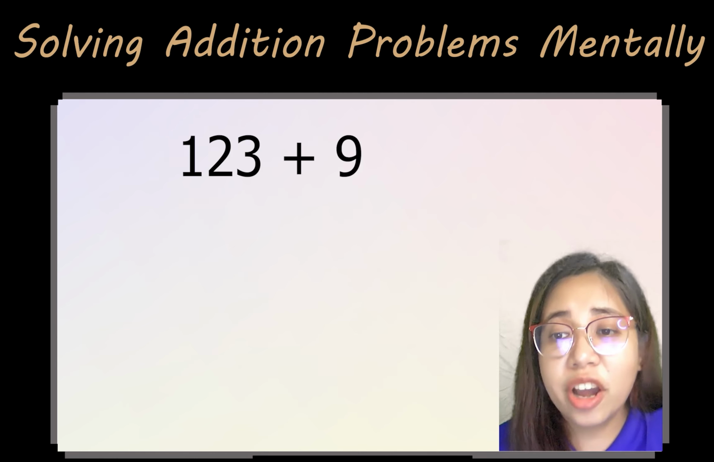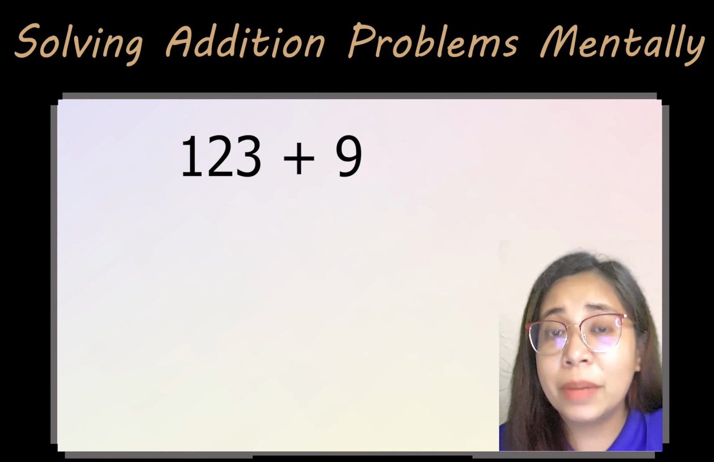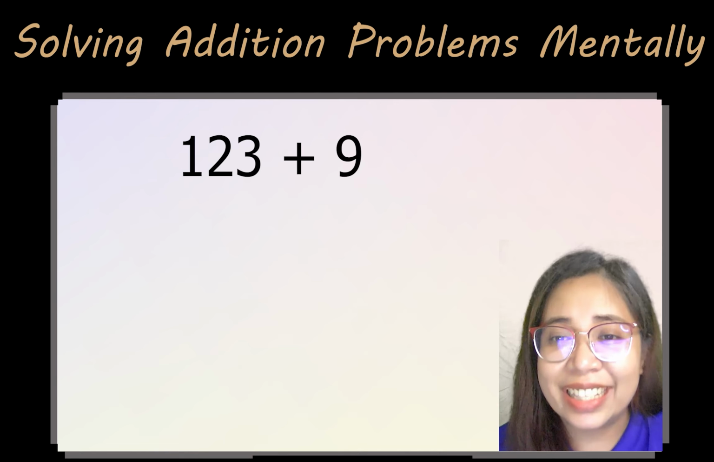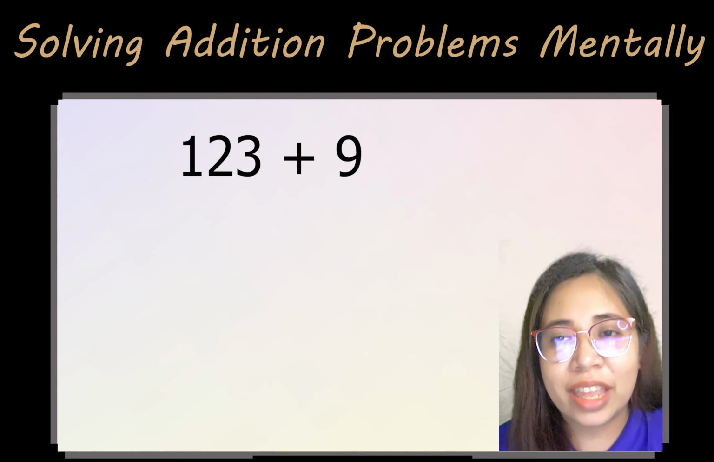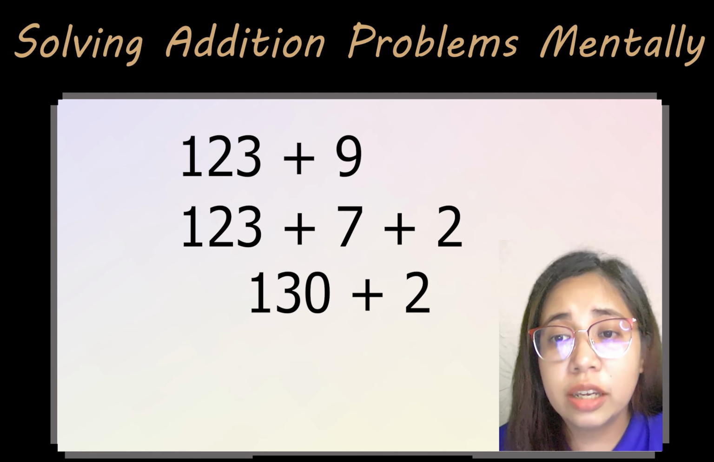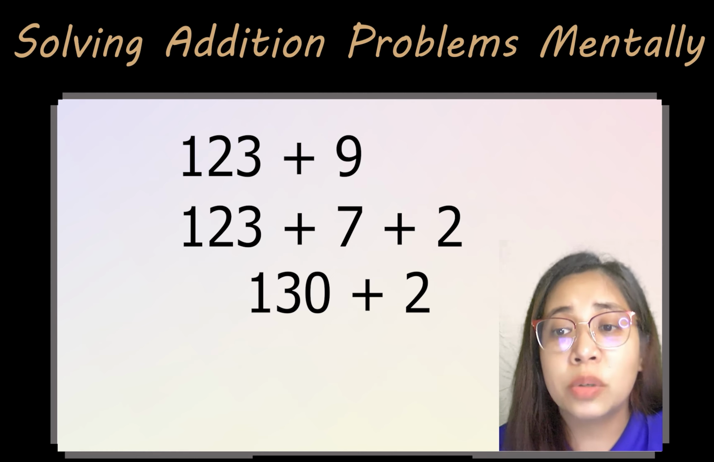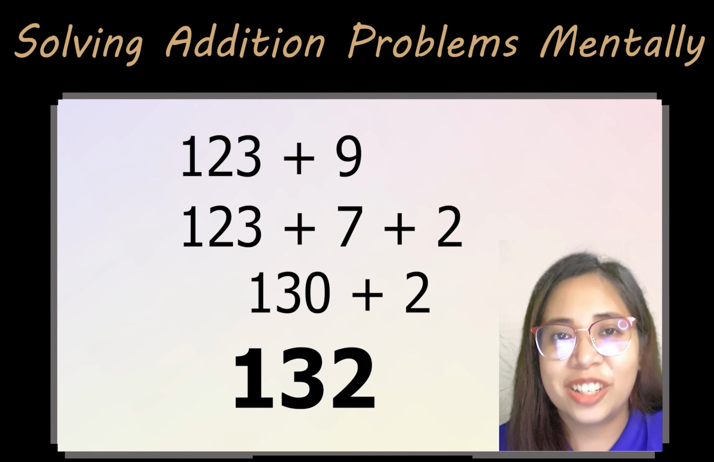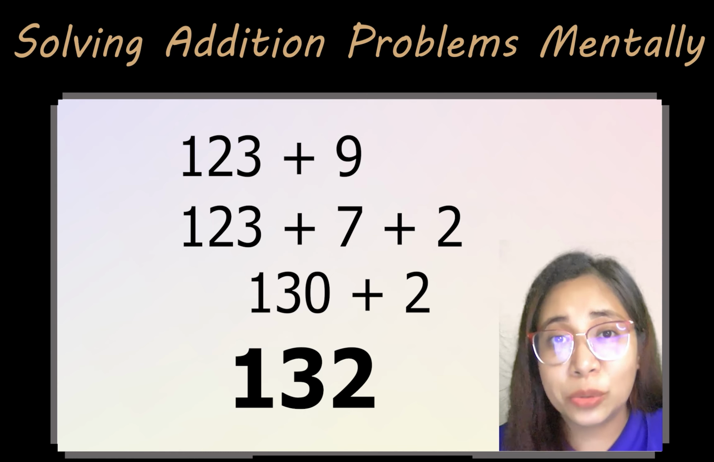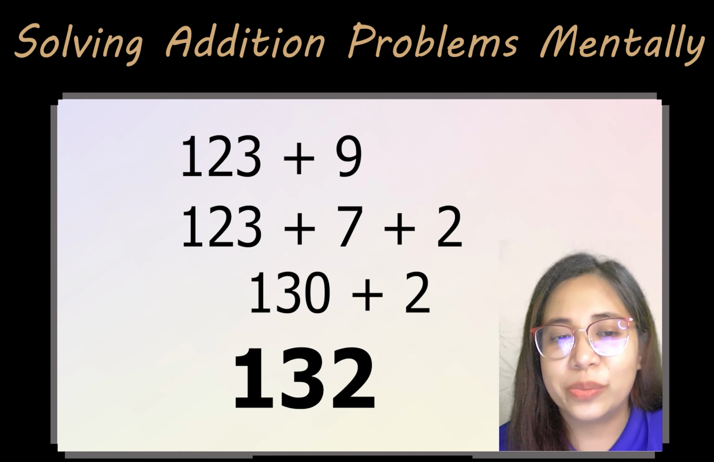Okay, isa pang problem. Halimbawa, 123 plus 9. So yung 123, para maging divisible sa 10, ay kailangan ng 7 na manggagaling sa 9. So ang equation natin ay 123 plus 7 plus 2. So magiging 130 plus 2 is equal to 132. So 123 plus 9 is equal to 132.